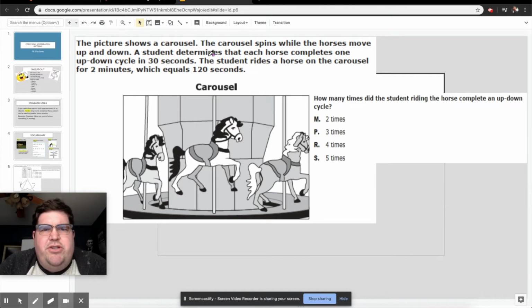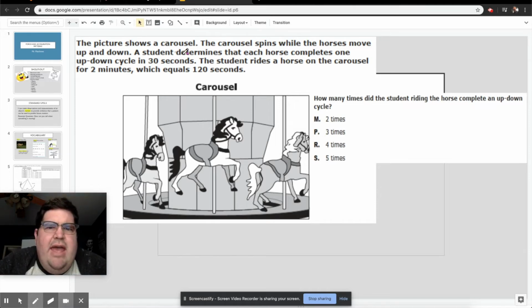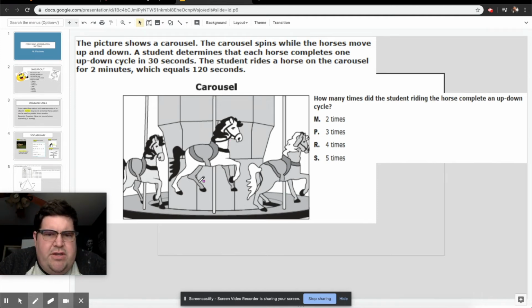All right, so the picture shows a carousel. Here's the carousel. The carousel spins while the horses move up and down. So as it's spinning, the horses are going up and down as well. A student determines that each horse completes one up and down cycle in 30 seconds. So the time for this horse to go up and down takes 30 seconds.